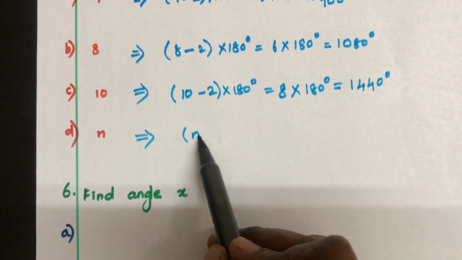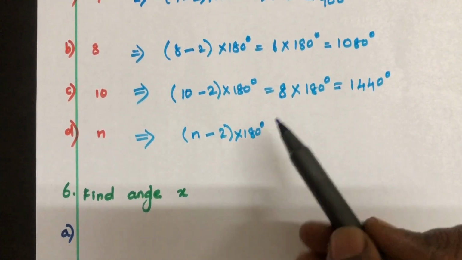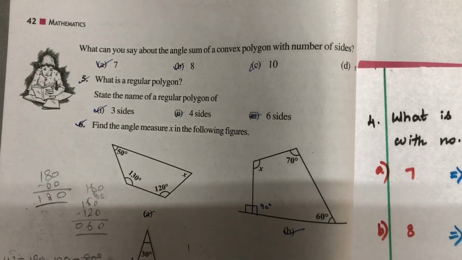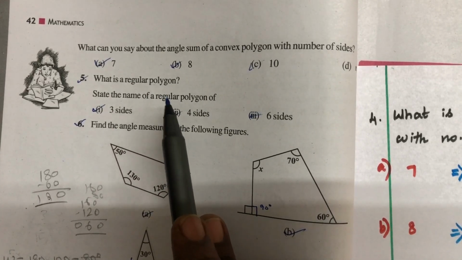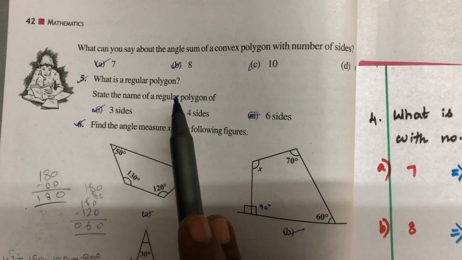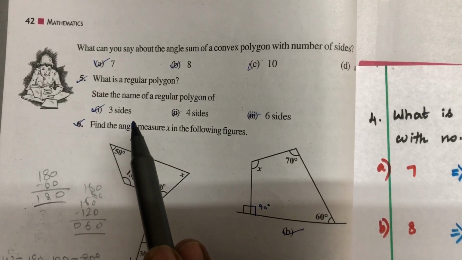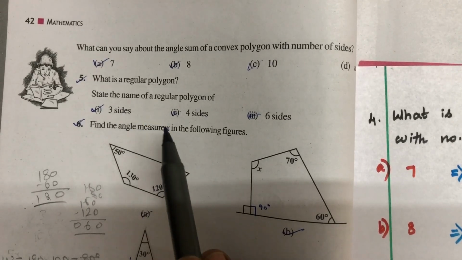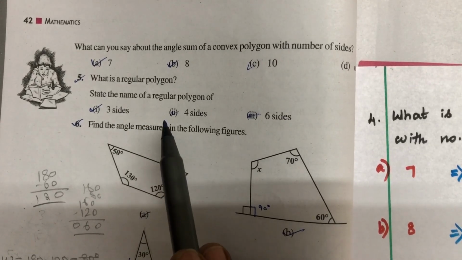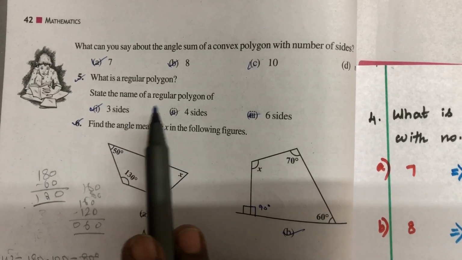Next, n-gon. Here comes n minus 2 into 180 degree. It's a general formula. Fifth question. What is a regular polygon? A regular polygon is a polygon which is equiangular and equilateral. Equiangular means all the angles formed inside the polygon must be the same, equal. Also, all the sides of the polygon must be equal. Equal sides, equal angles. So that is called a regular polygon.